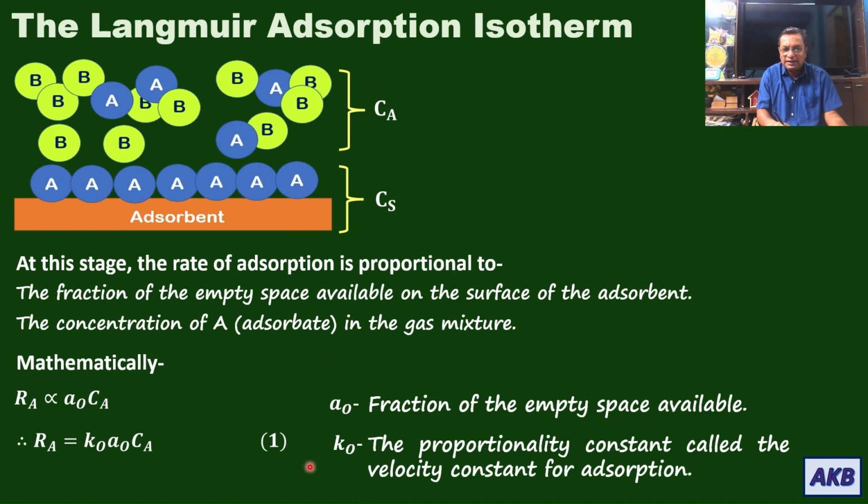So at equilibrium, you get this equation. Or rather, when you are at a stage when there is not enough space on the surface of the adsorbent, at that stage, the rate is directly proportional to the fraction of empty space that is available and to the concentration of A in the gas mixture. That gives us this equation, Ra is equal to K naught into A naught into Ca, and I am calling it equation number 1. So let us move on.